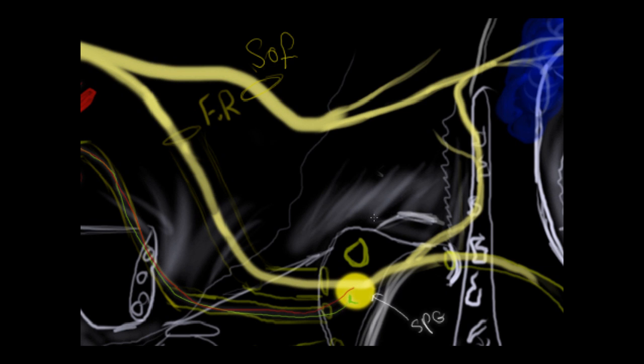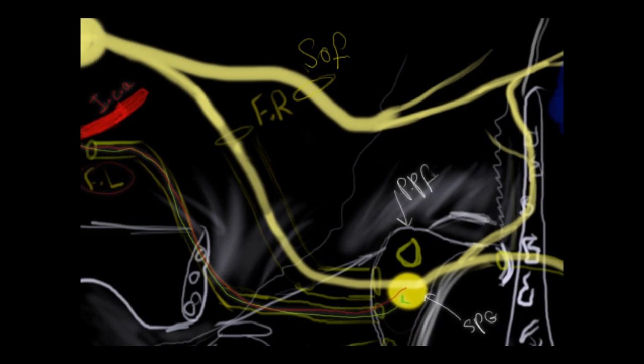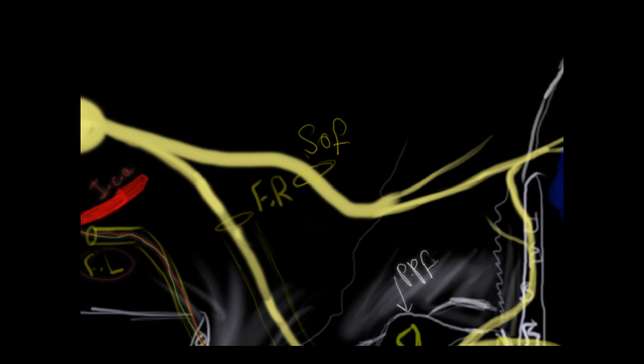And this is called pterygopalatine fossa. Okay, this all here, right there, is called pterygopalatine fossa. Now, the greater petrosal will accompany a nerve called maxillary nerve. Where's this maxillary nerve? This is the maxillary nerve.